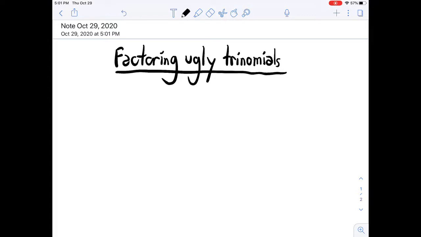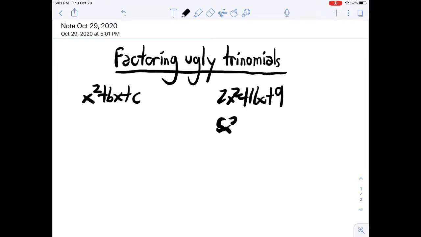Today I'm going to talk about factoring ugly trinomials. And when I mean ugly trinomials, I'm talking about trinomials that are not in the form x squared plus bx plus c. Instead, they have a coefficient in front of the x squared. So examples of ugly trinomials are 2x squared plus 11x plus 9, 5x squared plus 3x minus 8, or 9x squared minus 5x minus 4.